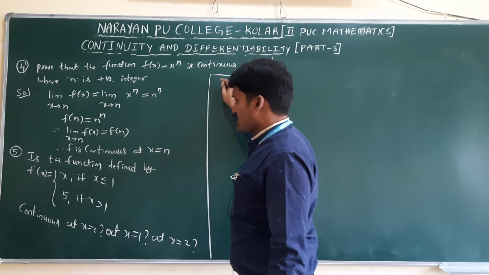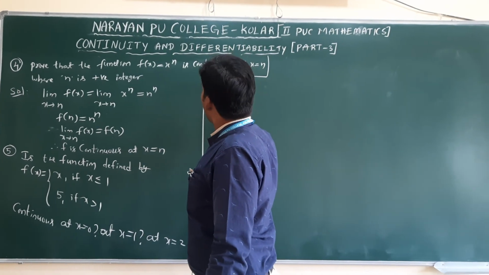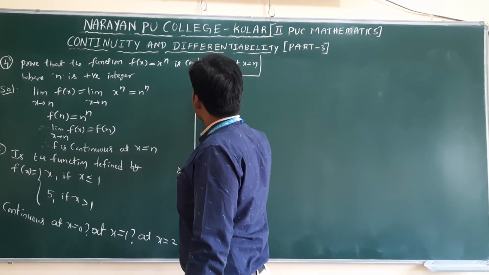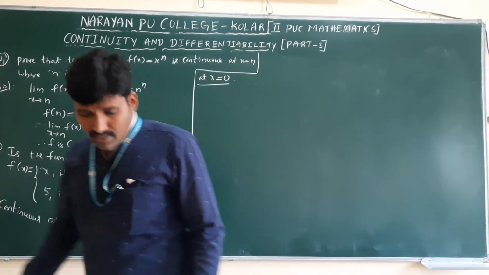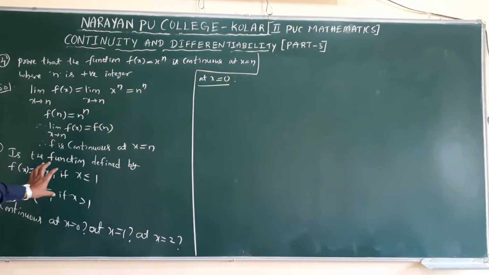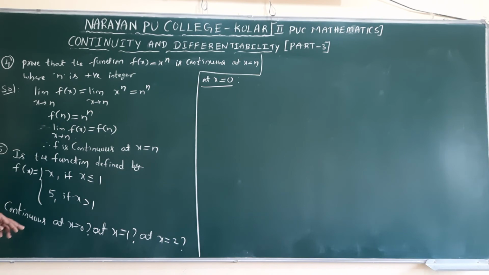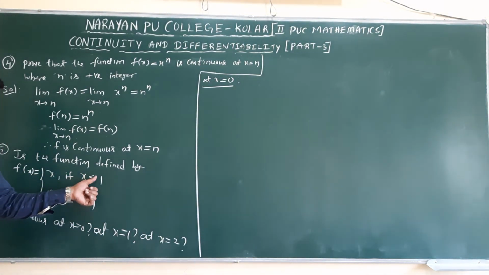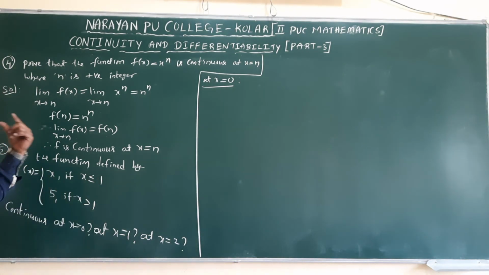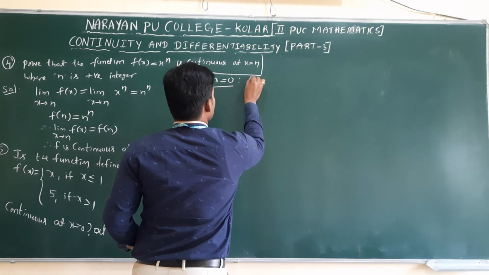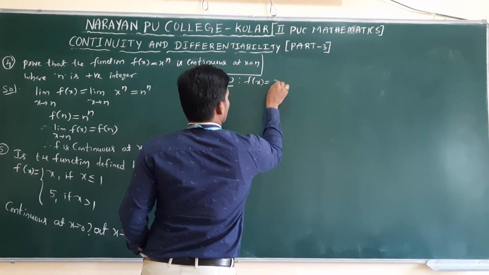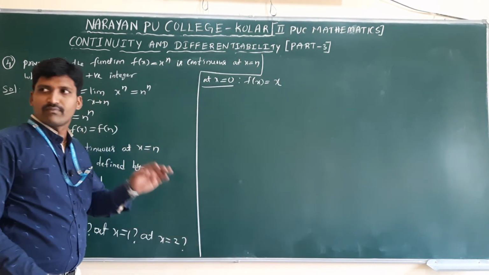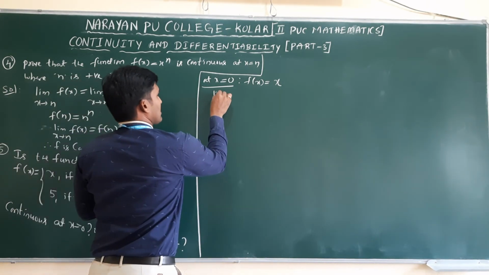Now in this, first at x is equal to 0 I will check. But a 0 symbol is not there in the function clearly. But 0 at what condition will come? 0 is clearly less than 1. So 0 less than 1 means which function we need to take here? x. So at 0 you want to check means f of x is only single function, that is x. That's why we can verify here clearly.